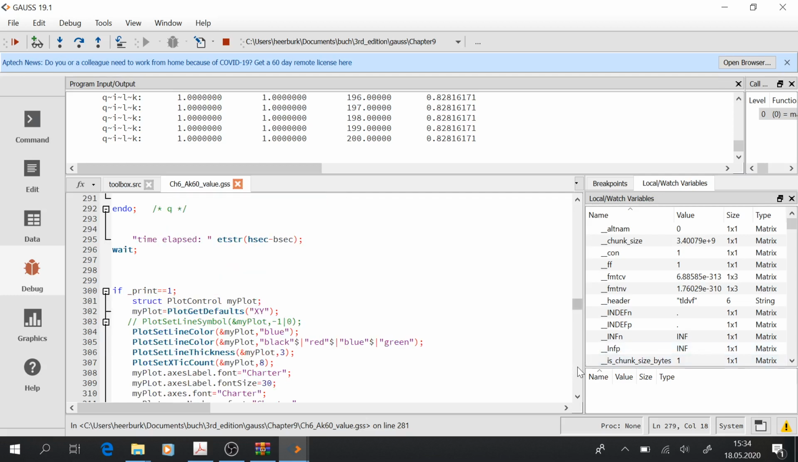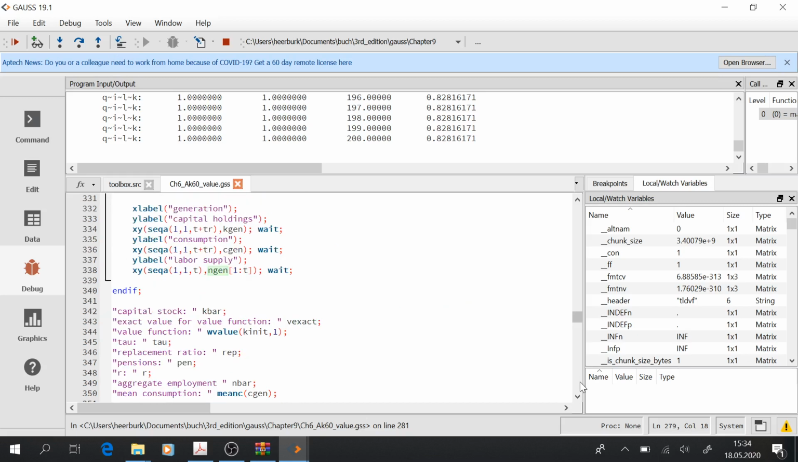And we iterate over this capital stock until we have found a solution, and that's what I showed to you in the beginning. So we have the aggregate capital stock equal to 0.86 or 7, something like this. And we also have computed a couple of other values, for example, the value of the value function and the aggregate employment, mean consumption, stuff like this. All right.